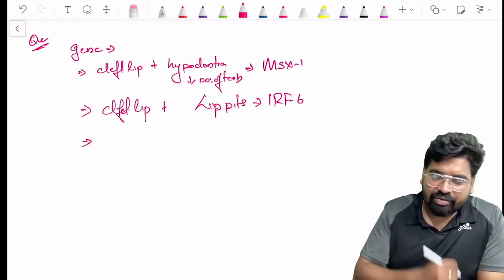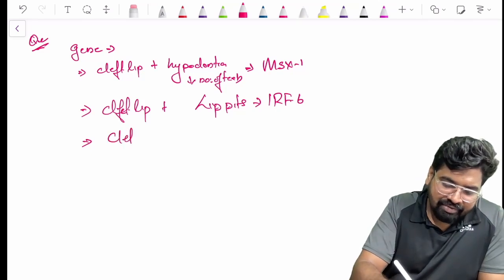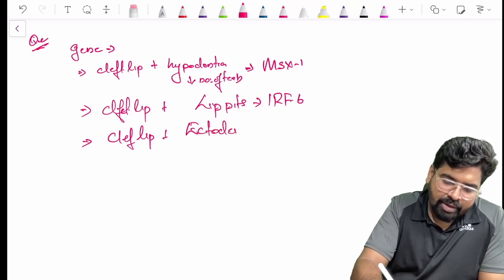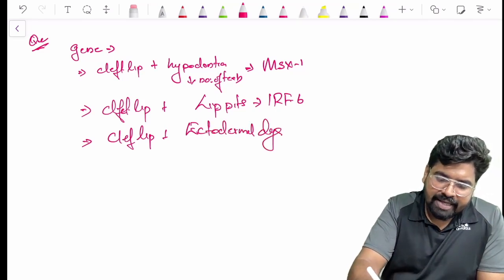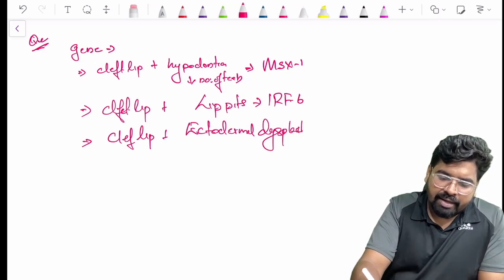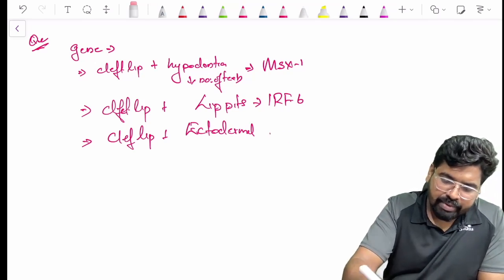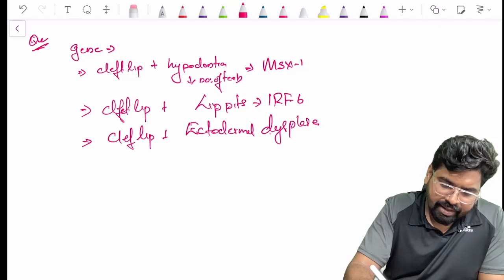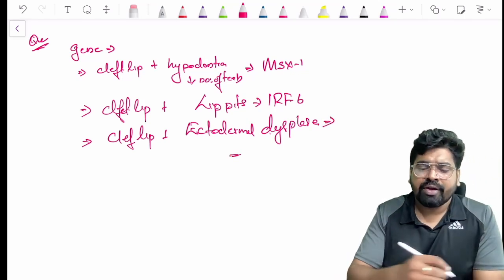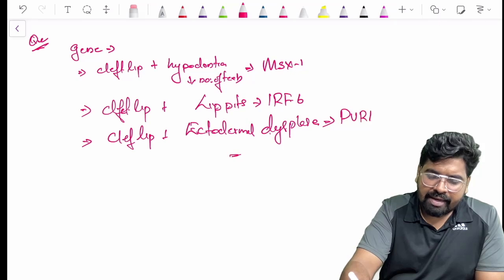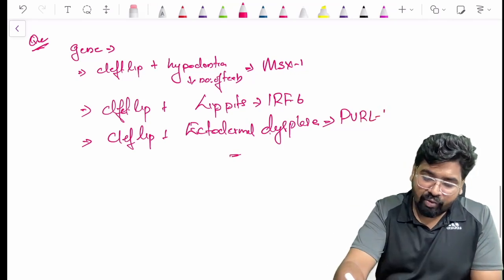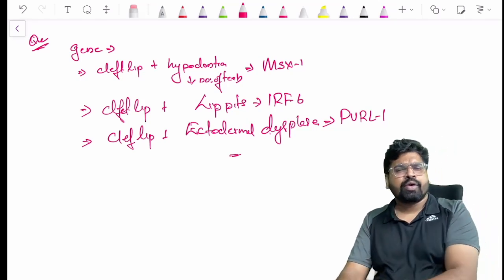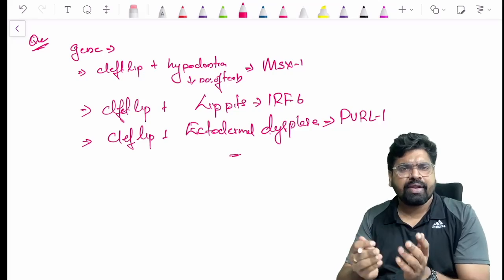And the last one, if the person is having cleft lip and a condition called ectodermal dysplasia, then he is suffering from a mutation of the PVRL1 gene. So this is about your clefting, cleft lip and palate.